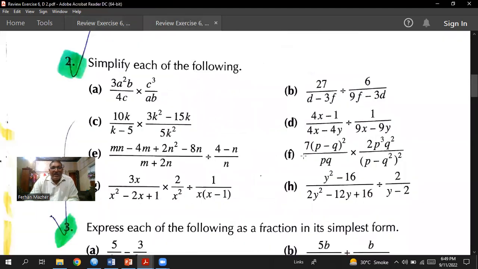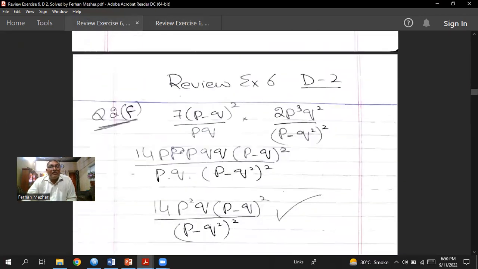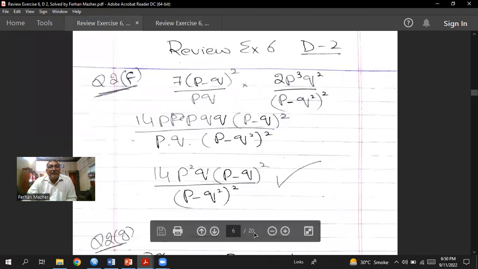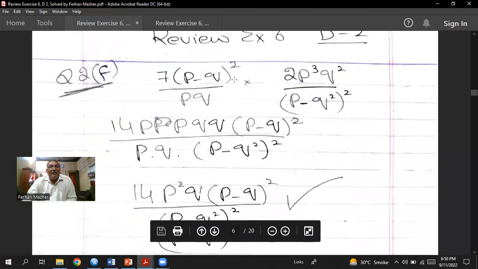Okay, so now we are going to the F part. 7 bracket p minus q bracket close whole square divided by pq, multiply 2p cube and q square, and divided by bracket p minus q square bracket close whole square. So we will try to solve this. Here we go.